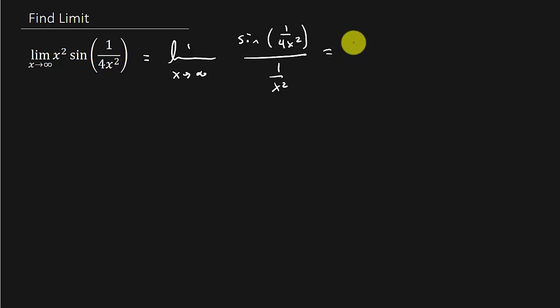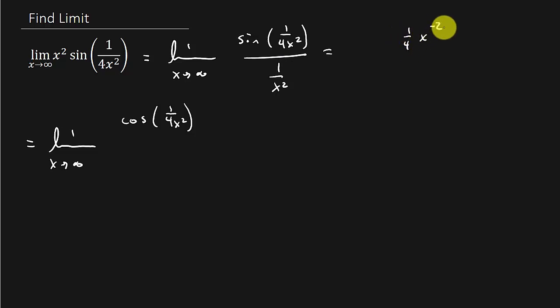L'Hopital's rule says that we can write this as the limit as x goes to infinity of cosine of 1 over 4x squared. The derivative of sine is cosine times the derivative of what you're taking the sine of. So what's the derivative of this thing? Well, I can write this as 1/4 x to the negative 2. And if I take the derivative, that's going to be negative 1/2.